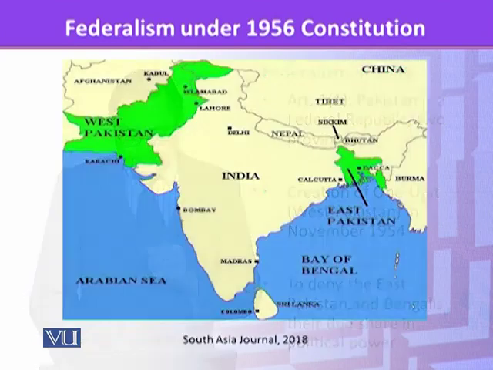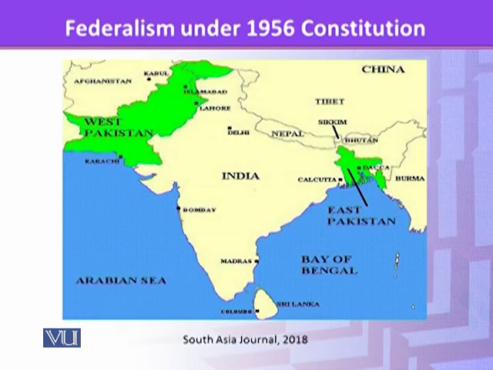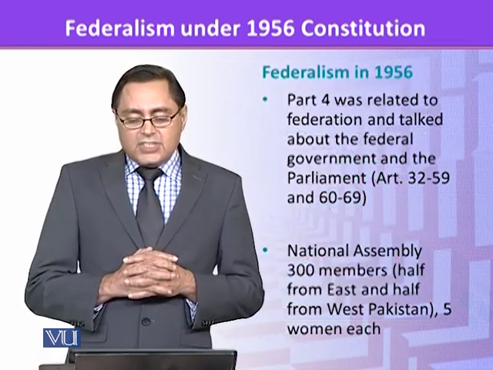So this is the map of the 2 units. On the left side is West Pakistan, and all the divisions between different provinces have been eliminated, vanished. So it's one province with its capital at Lahore, and then the other one is East Pakistan with its capital at Dhaka.